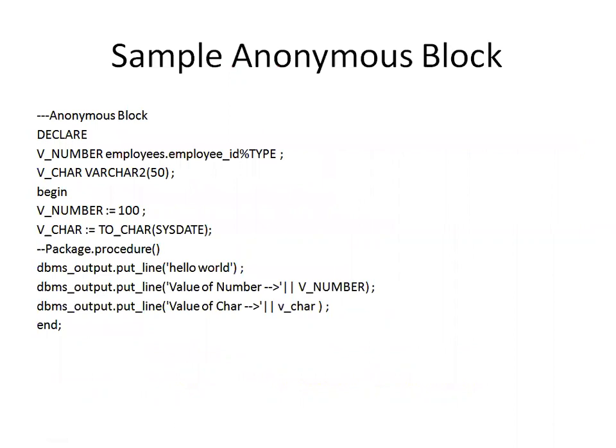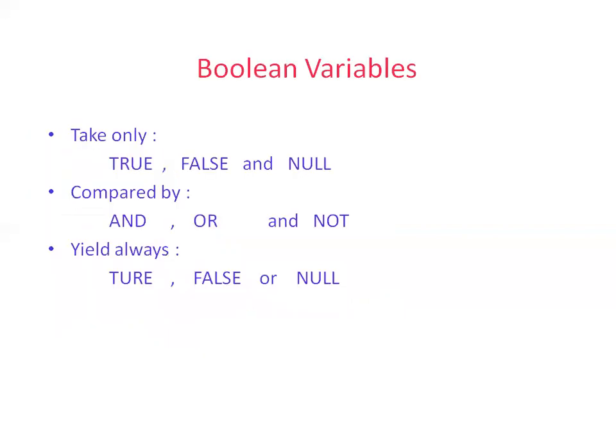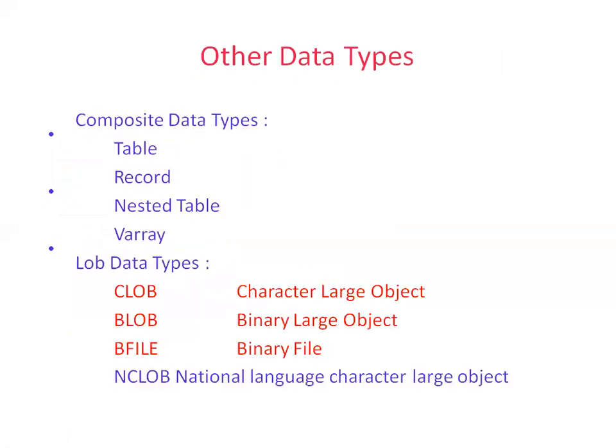Sample anonymous block, we have seen this kind of example here. I just declared a variable with percent type like this; you can declare a variable employees.employee_id percent type. Boolean variables have only two values, either true or false. Composite data types are very important. In the composite data types, you have things like table, record, nested table, varray, nothing but variable array.